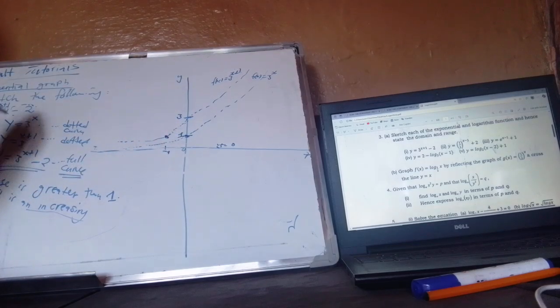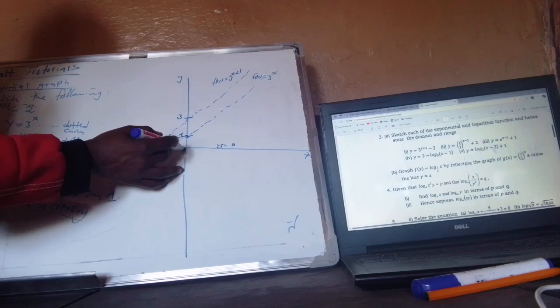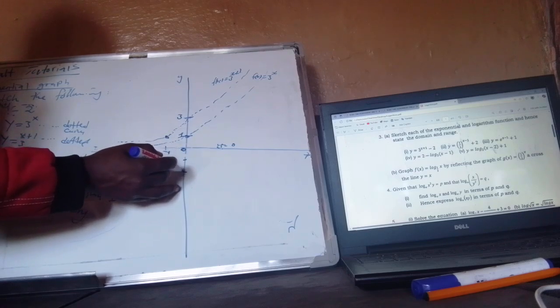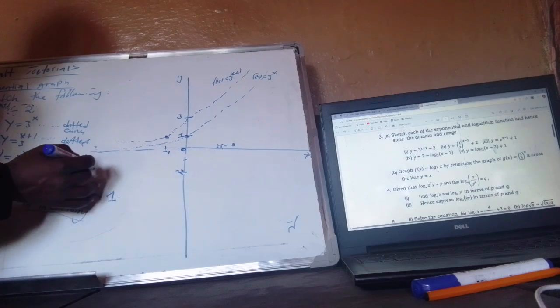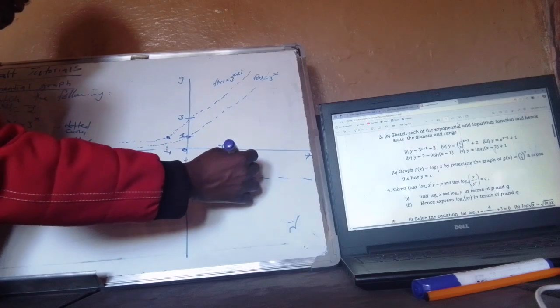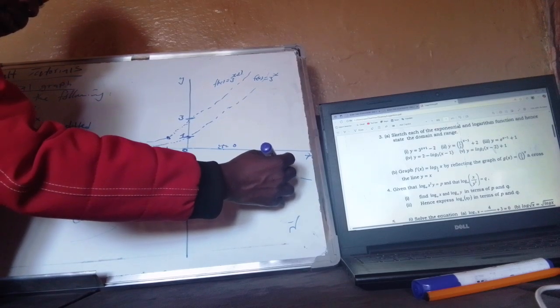So since there's a negative 2, it means that everything moves 2 steps downwards. Instead of the horizontal asymptote being y equal to 0, it will now move from 0 to negative 1, that's 1 step, to negative 2, that's 2 steps. It will be at negative 2. So the horizontal asymptote is this line now, which is y equals negative 2. In brackets, put in, say, horizontal asymptote, HA.